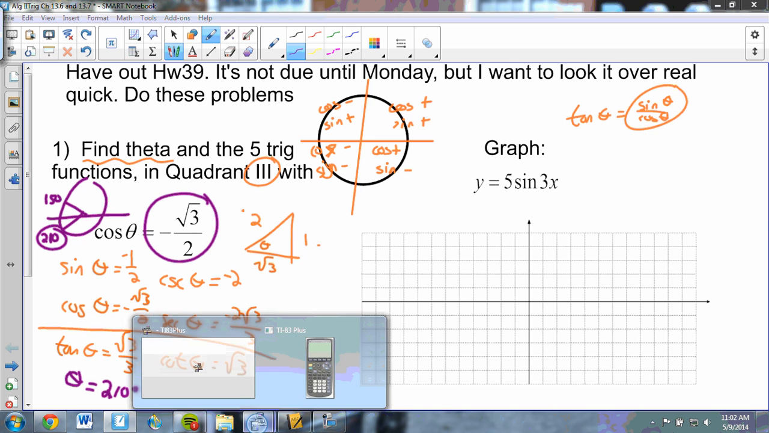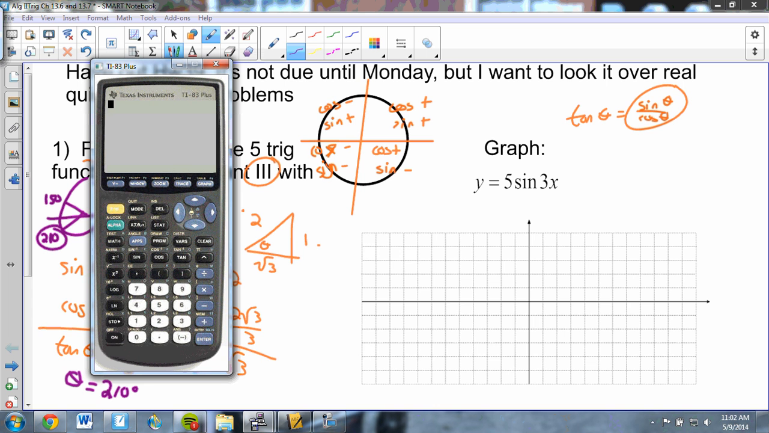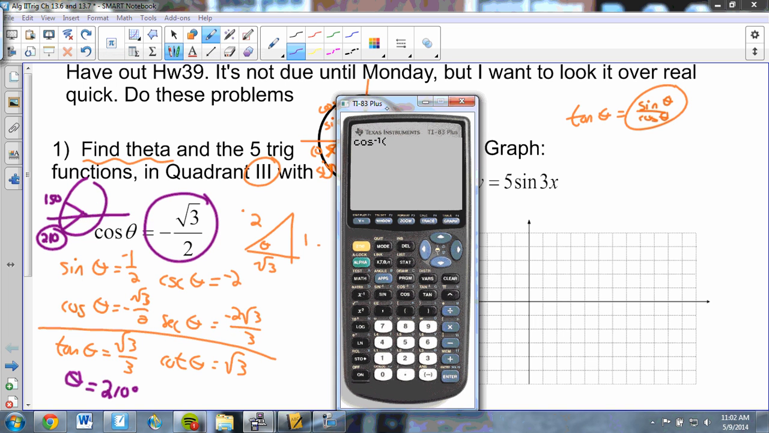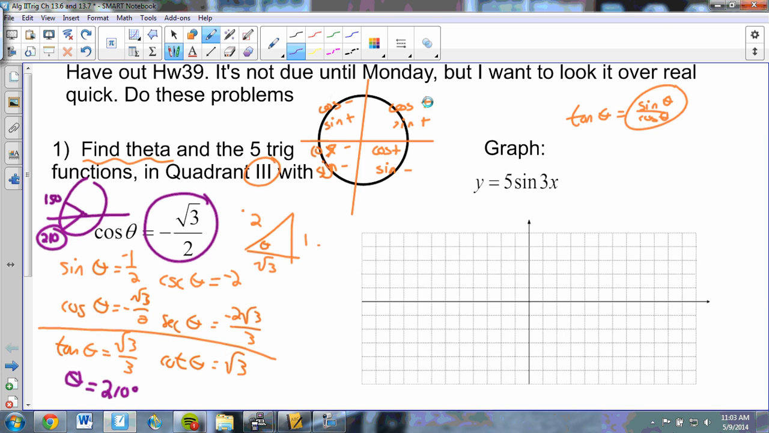Another way we could have found that is by doing the inverse cosine of negative root 3 over 2. That gives me 150. Well, that 150 is in quadrant 2. I need to put it into quadrant 3. Let's do 2. Questions on number 1?